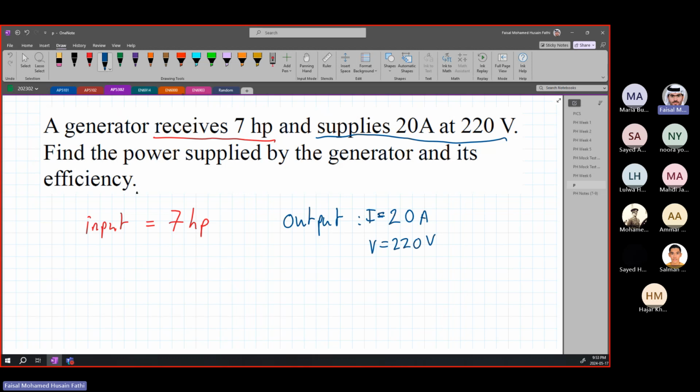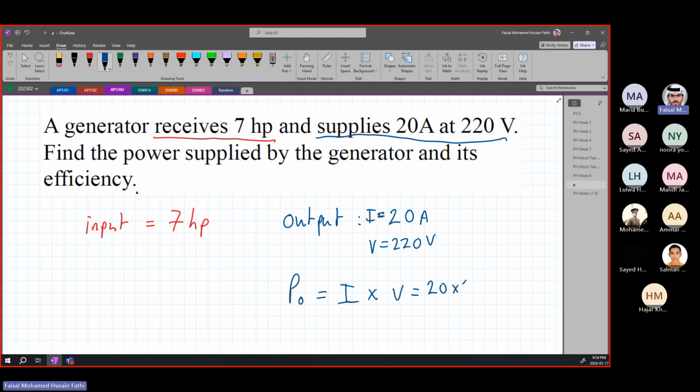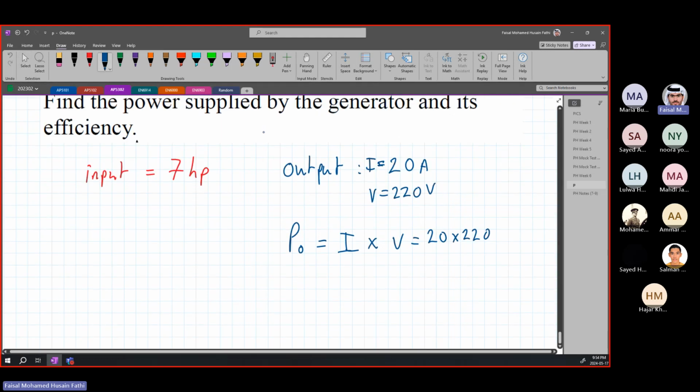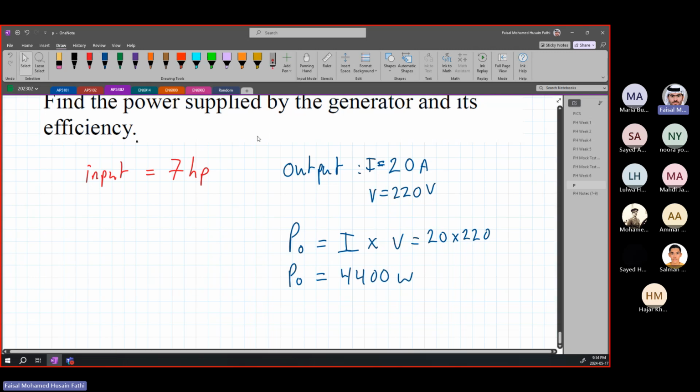Notice here, they did not give you power directly. They want us to find the power supplied of the generator and its efficiency. So first things first, we need to find the power supplied, which is simply the power output as well. So PO, power output, is going to be current times voltage, which we already know. So it's 20 times 220 volts. So the power output is equal to 4,400 watts. All right, 4,400 watts.